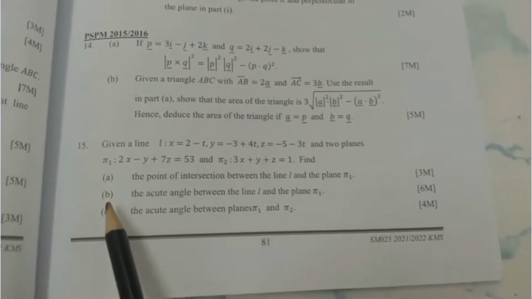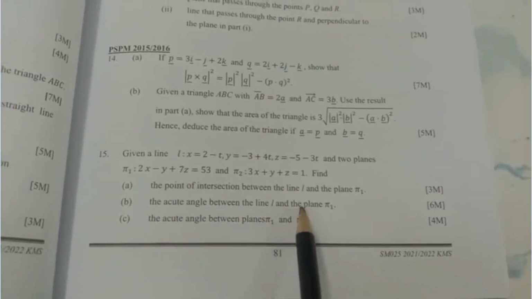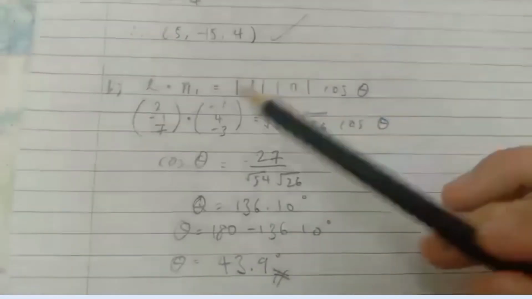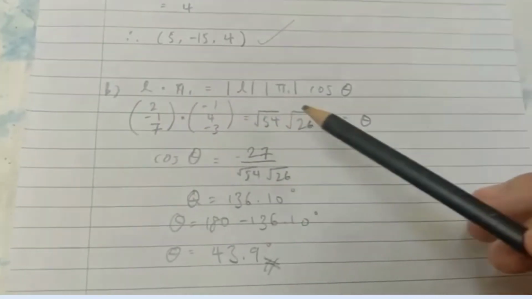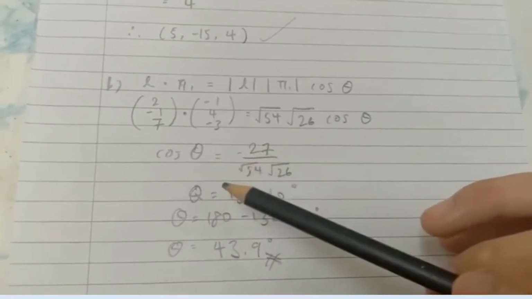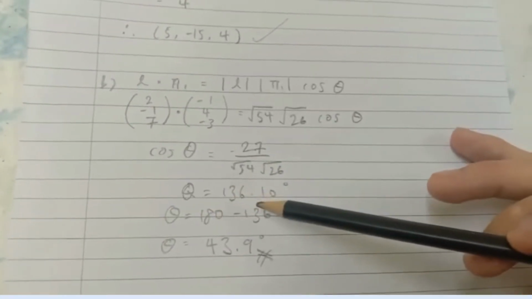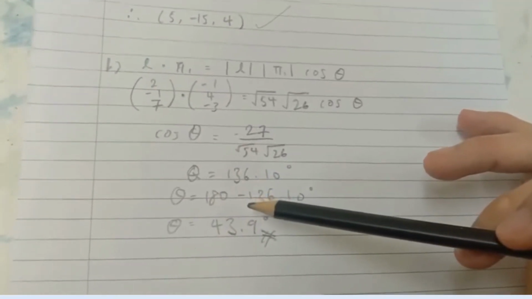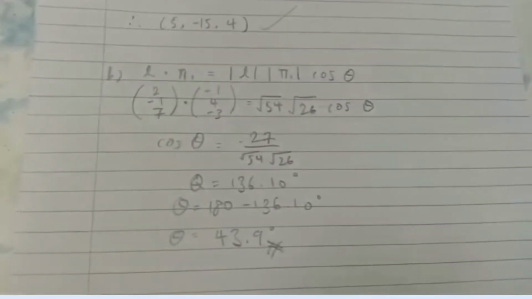For question B, it asks you to find the acute angle between the line L and the plane pi 1. So let's do this. For this question, you can apply the formula and substitute in the values. Cos theta equals negative 27 over square root of 54 and square root of 26. And the answer you will get is 136.10. That's not your final answer. You have to subtract it from 180 in order to get the acute angle between the line L and pi 1. And the answer is 43.9 degrees.